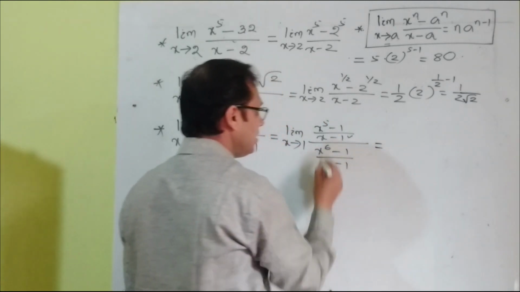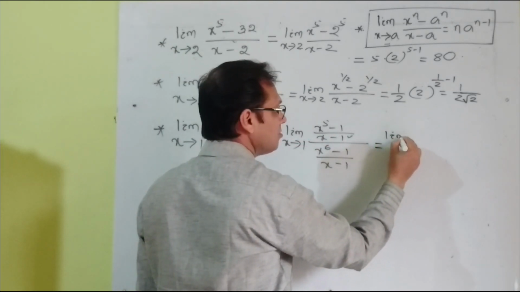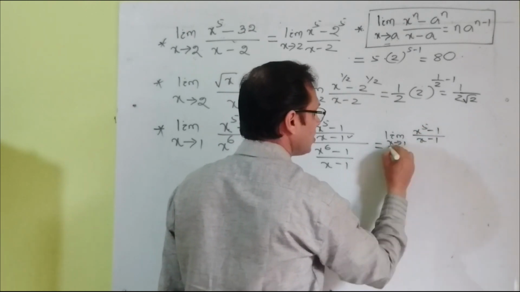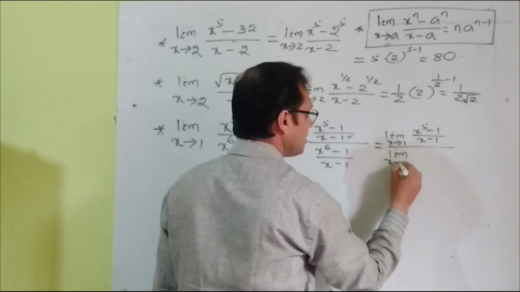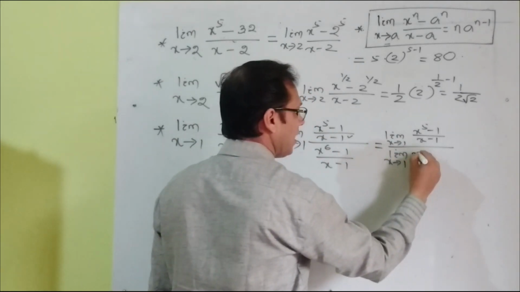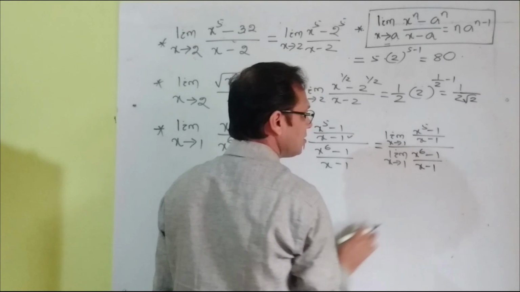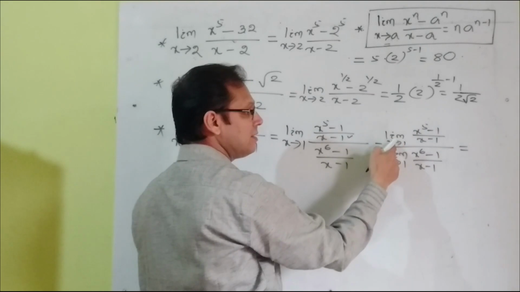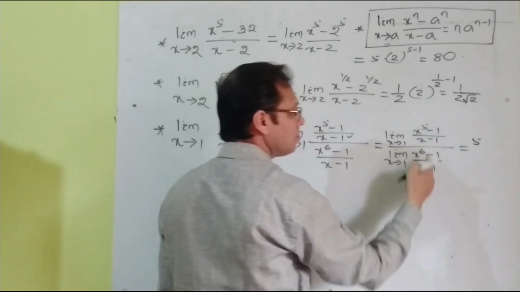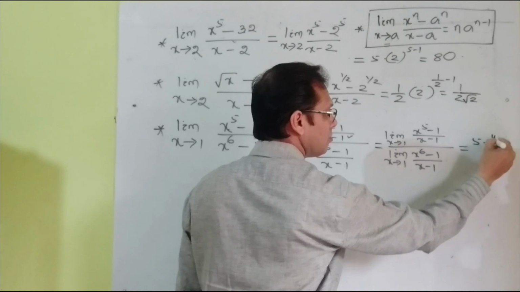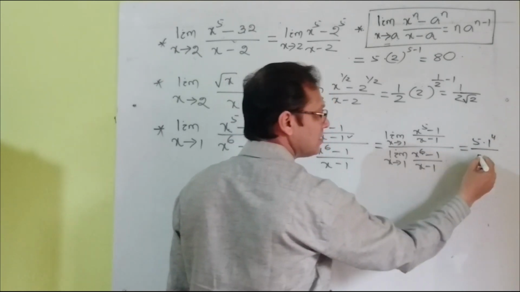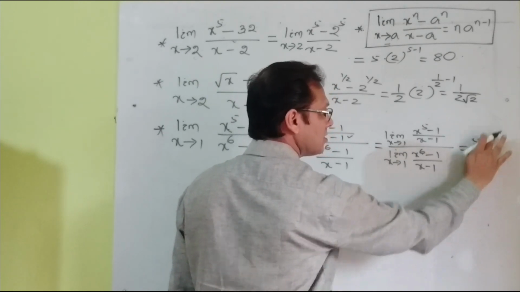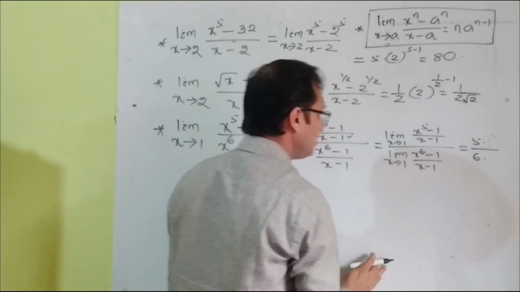So therefore, here limit x tends to a, we will take individual limits. Limit x tends to 1, (x to the power 5 minus 1) by (x minus 1), divided by limit x tends to 1, using the properties, (x to the power 6 minus 1) by (x minus 1). So for the numerator, n is equal to 5 and a is equal to 1: 5 into 1 to the power 5 minus 1, that is 1 to the power 4, divided by, for n is equal to 6, 6 into 1 to the power 4, that is 1. So this one is not necessary to write, the answer is 5 by 6.